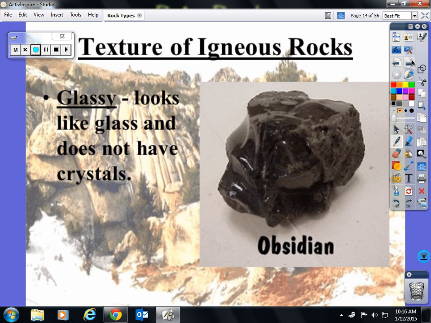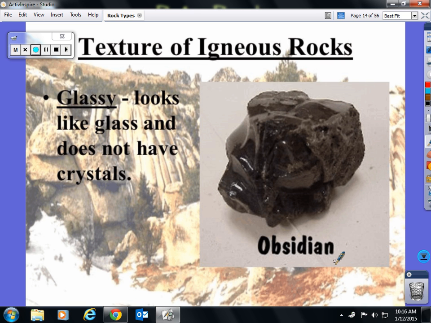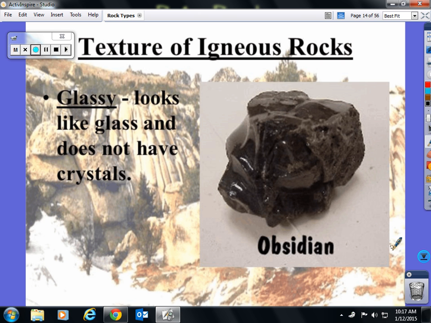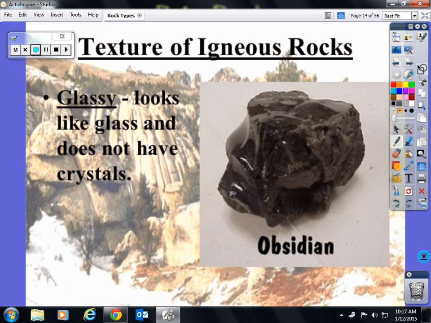All right, so your first type is called glassy. And even though we call it glassy, it doesn't always look glassy. So glassy, in this instance, does look like it. Obsidian does look like glass. You'll see this in class. But pumice is also considered glassy because it doesn't have any crystals. So pumice is also an example of glassy. It's spelled P-U-M-I-C-E.